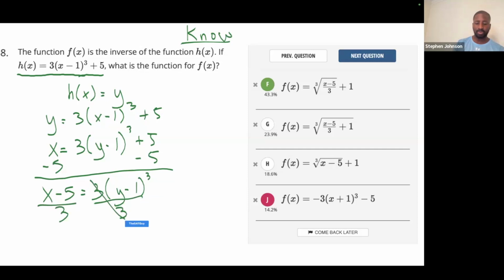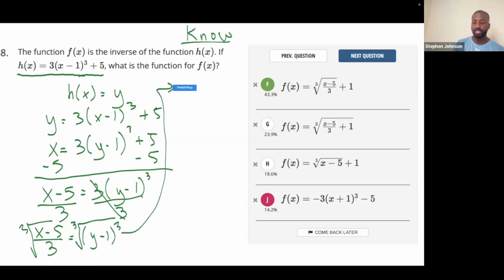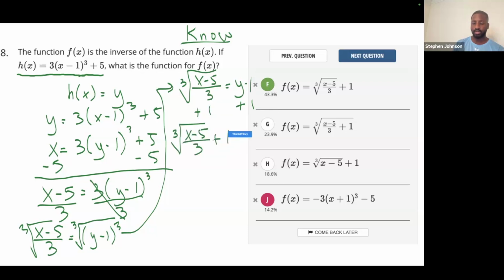So that's gone. So now we have (x minus 5)/3 equals (y minus 1) to the third power. And lastly, next, I'm going to cube root both sides because again, my whole objective here is to get y by itself. So I'm going to cube root both sides. Let's go up here for space. So now I have the cube root of (x minus 5)/3 is equal to y minus 1. And then lastly, I'm going to add 1 to both sides to get y by itself finally. So now I have the cube root of (x minus 5)/3 plus 1 equals y.